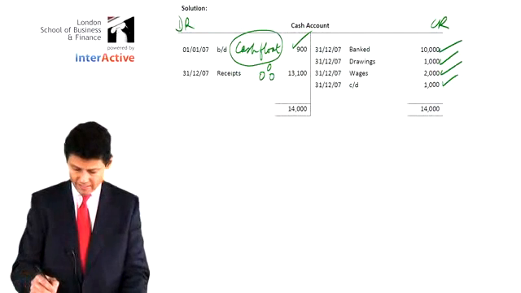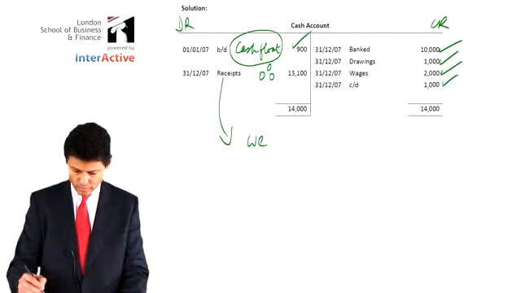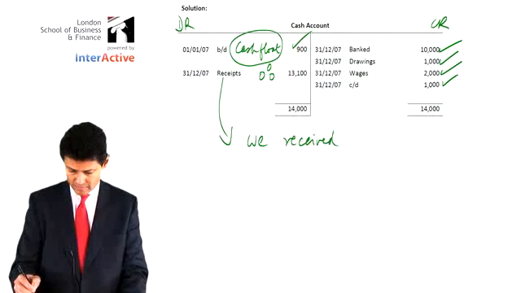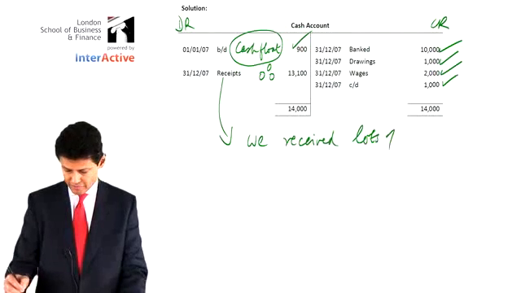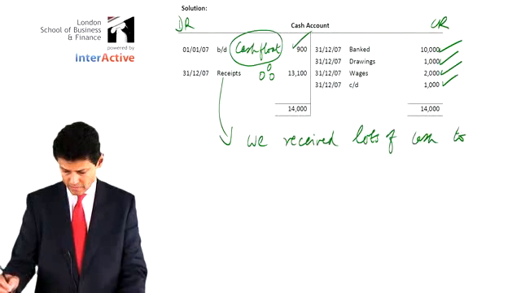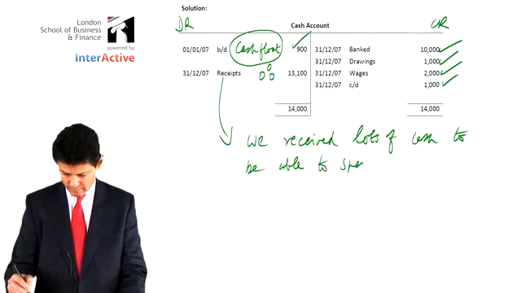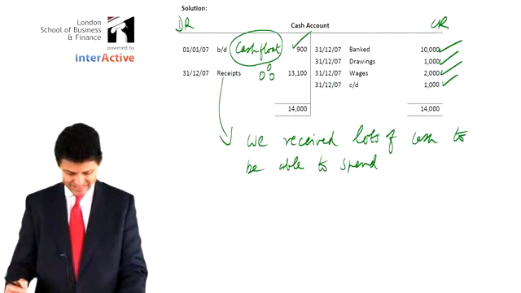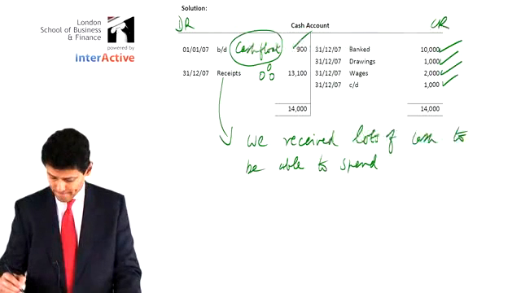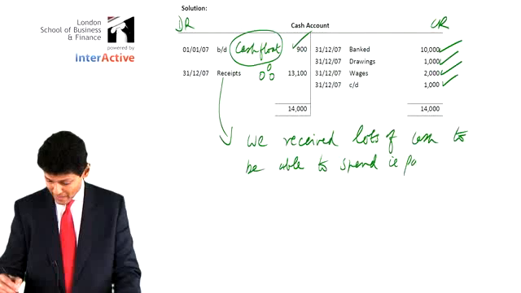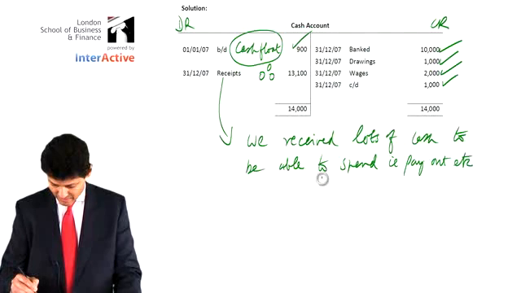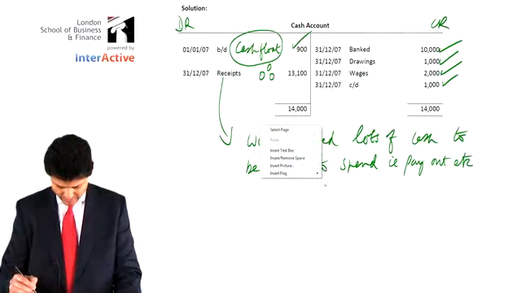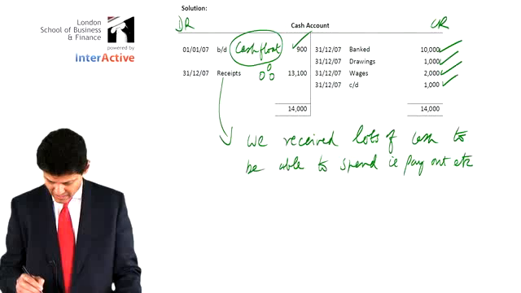So that's the logic. We received lots of cash to be able to spend, i.e. pay out, etc. All this on the credit side.